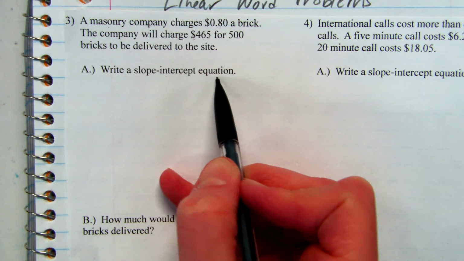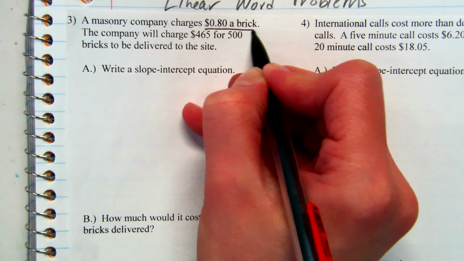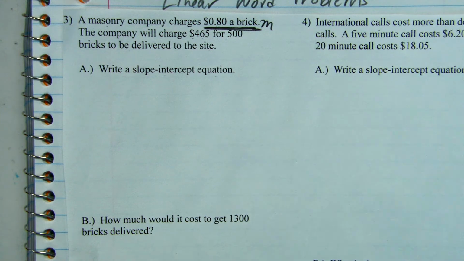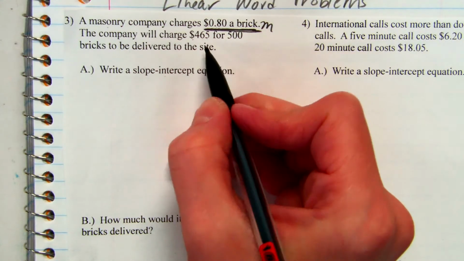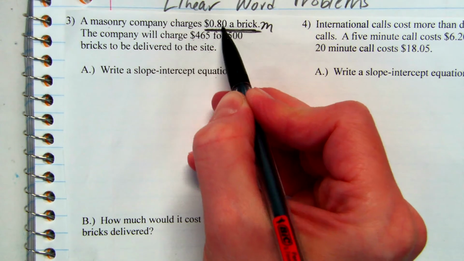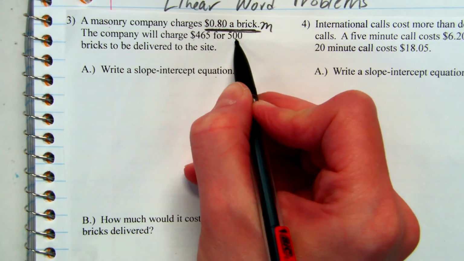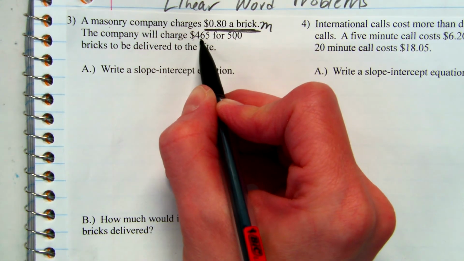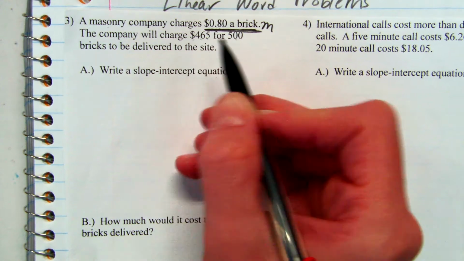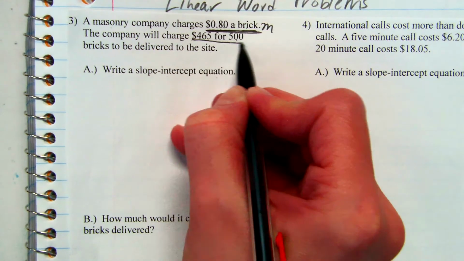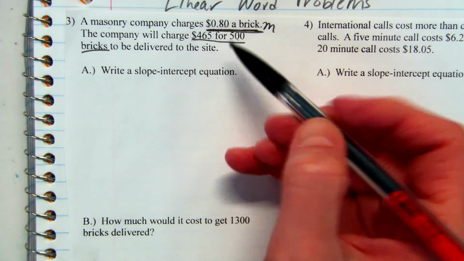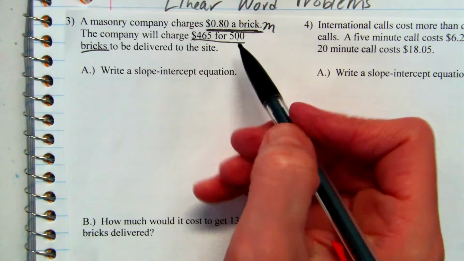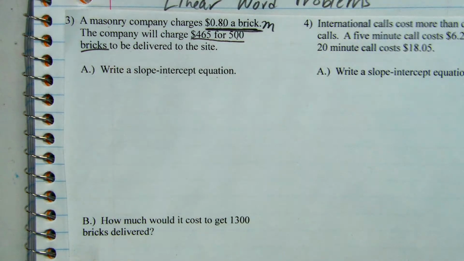Write a slope-intercept equation. They've given us a rate: 80 cents a brick is a rate. That is your slope, so we don't have to calculate the slope this time. If it was just 80 cents a brick, I would take 80 cents times 500, and that would be $400, but that doesn't work. They're charging me a little bit more than that. So there must be some sort of delivery fee. They're giving us the information that it's $465 for 500 bricks. It's not a straight direct relationship with the 80 cents. There's got to be a little extra fee going on there.